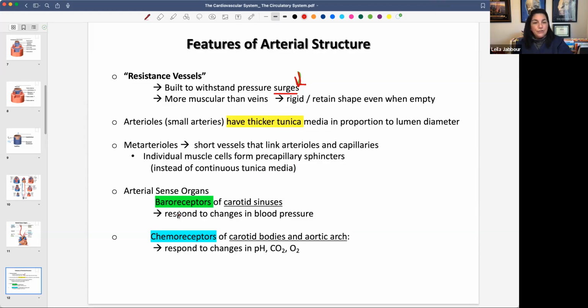Okay, and then the summary of these arterial sense organs: baroreceptors of the carotid sinuses respond to changing blood pressure, and the chemoreceptors of the carotid bodies and the aortic arch respond to changes in pH. The example I had given you was the levels of hydrogen ions, which is linked to pH, but also the levels of CO2 and O2, the gases.